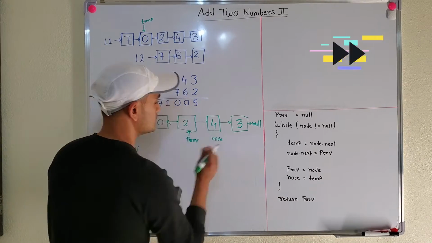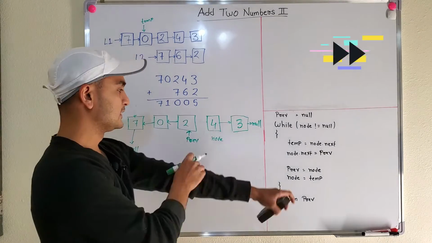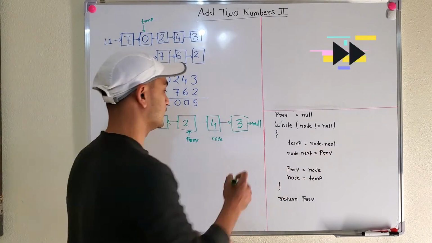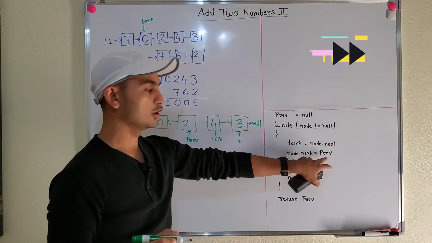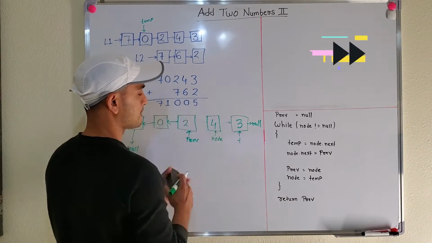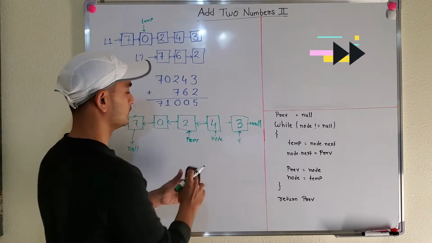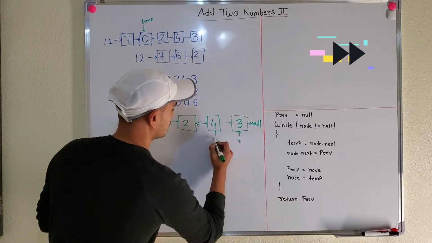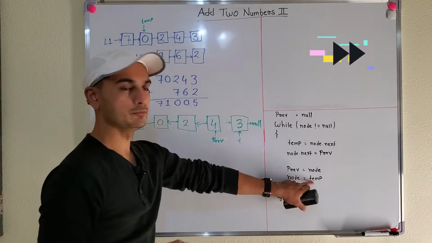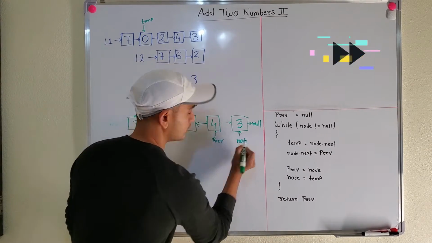So node comes here. Same thing, right? We store node.next in temp. So node.next goes to previous, and then we just update the variable. So previous becomes node, and node becomes temp. So this is my node.